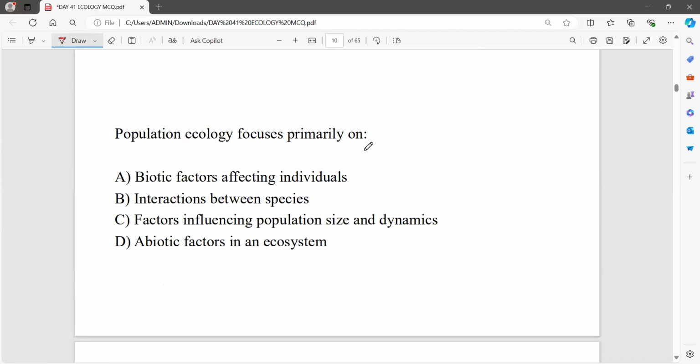Now, population ecology primarily focuses on: biotic factors affecting individuals, interactions between species, factors influencing population size and dynamics, or abiotic factors in an ecosystem.